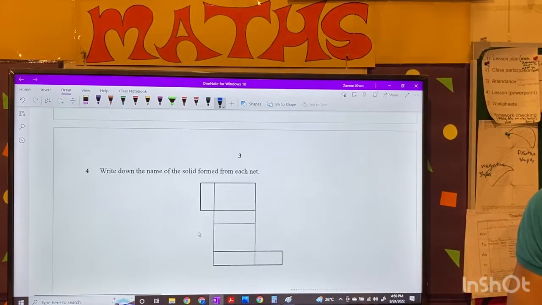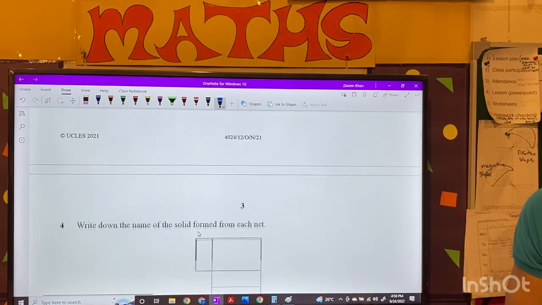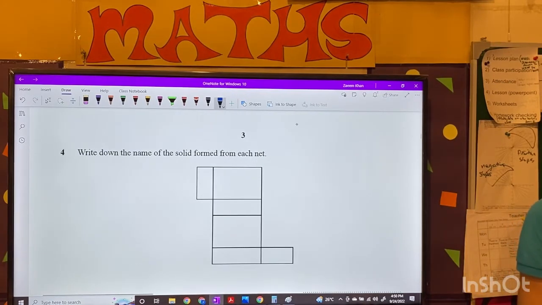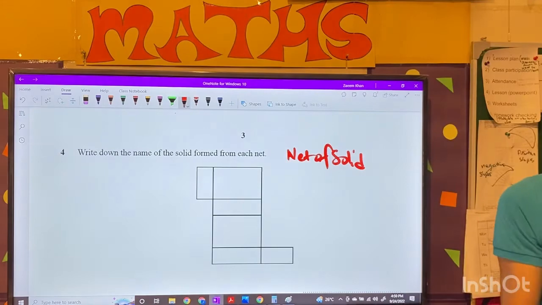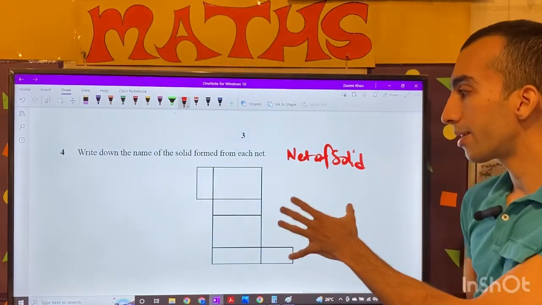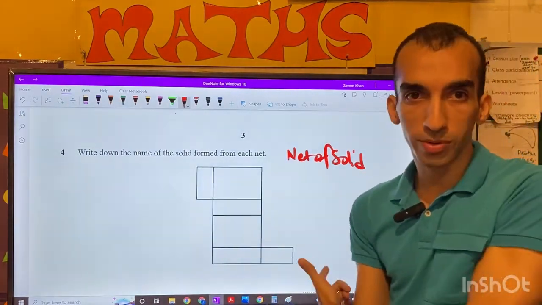Write down the name of the solid formed from each net. इस concept को हम net of solid कहते हैं. Net of solid basically means that you are breaking down a 3D object so that you can lay it out flat on the ground. तो ये कौन सा कार्टन है, ये किस किस्म का कार्टन है जिसको काट के बिछाया गया ज़मीन पे, तो it looks like this.